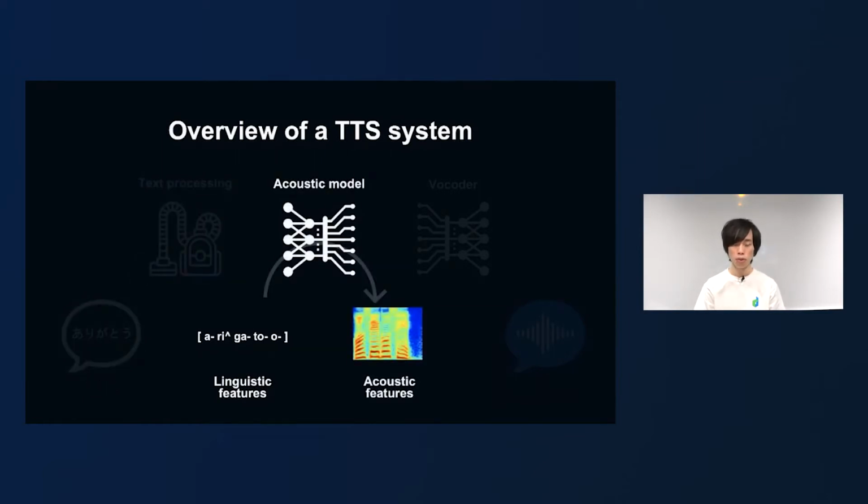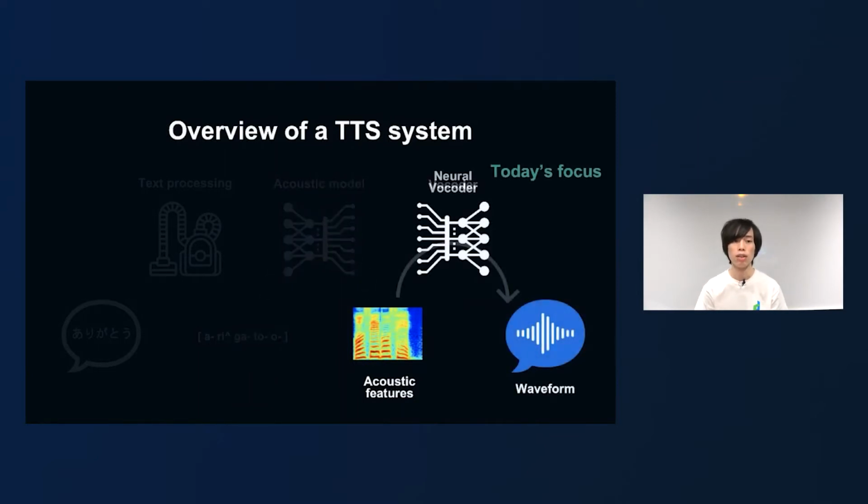Next is the acoustic model, which converts the linguistic features into acoustic features. Acoustic features include pitch, voice quality, and length. The method used recently is called Mel spectrogram, which converts the sound spectrum into a scale suitable for human hearing called Mel scale.